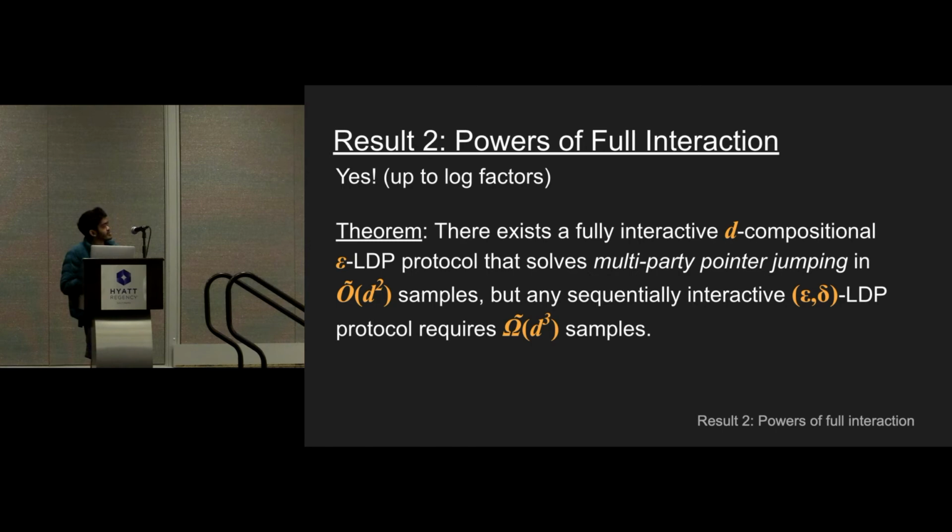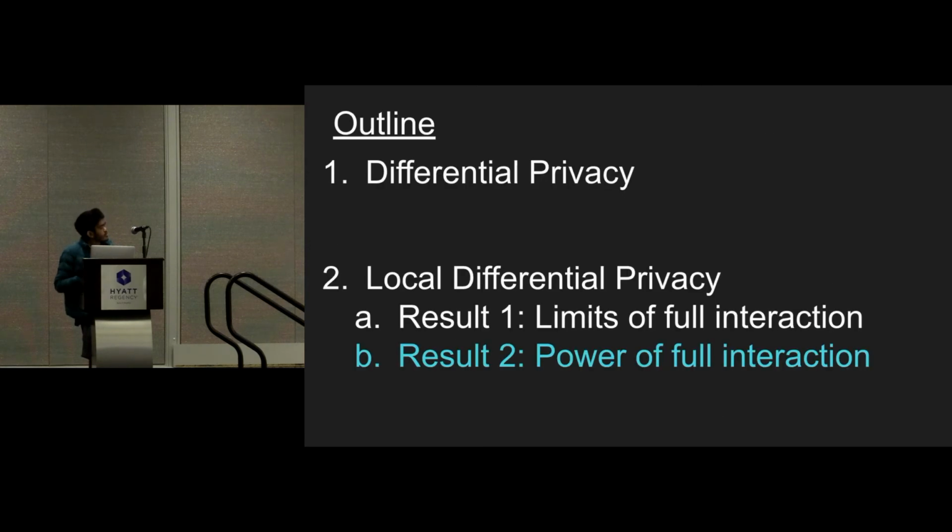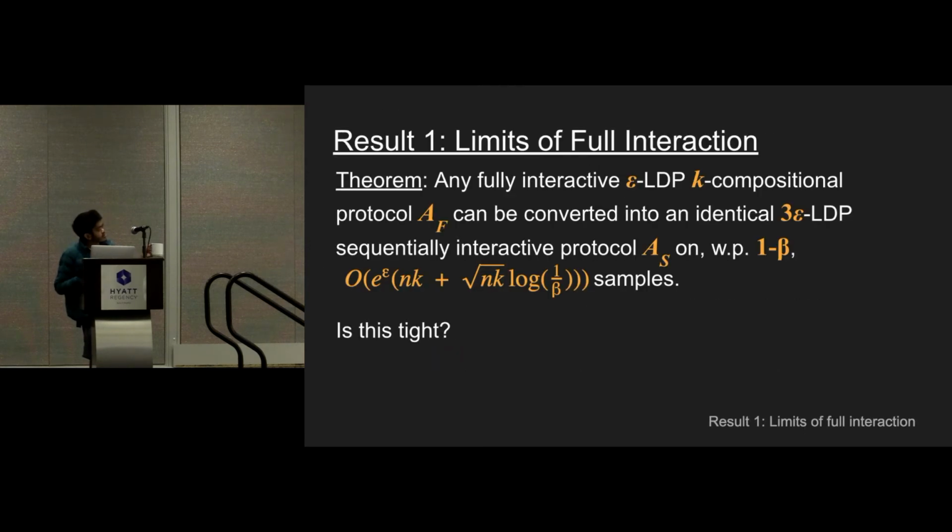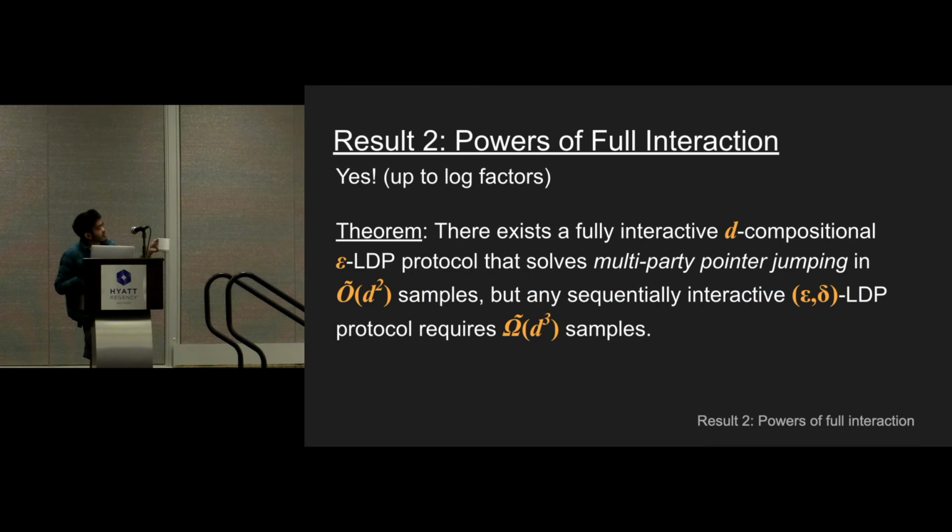So what does that mean? Well, by the previous result, we can convert the decompositional protocol on d-squared samples into a sequential protocol that uses d-cubed samples. But that matches the lower bound for sequential protocols that we have here.